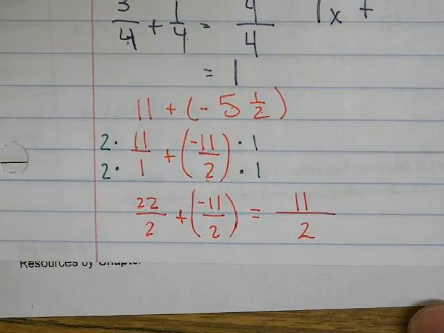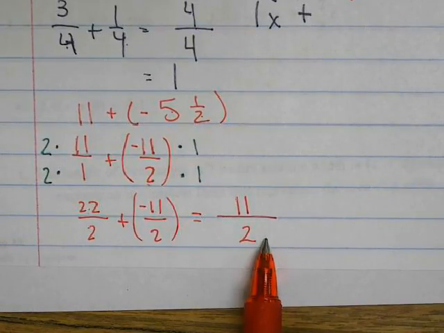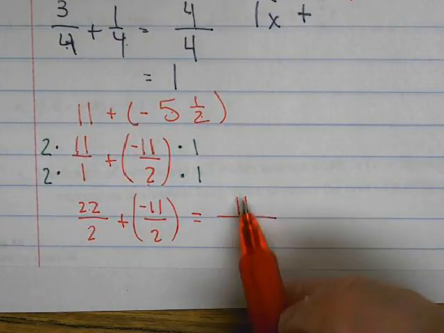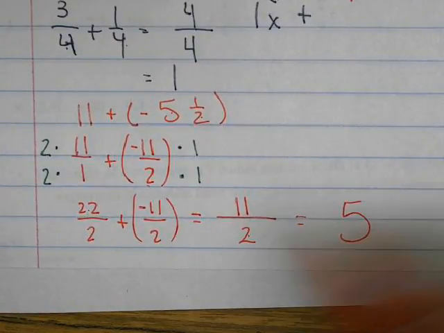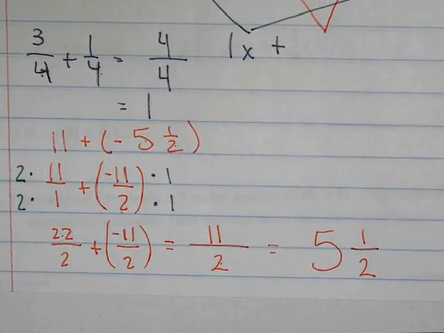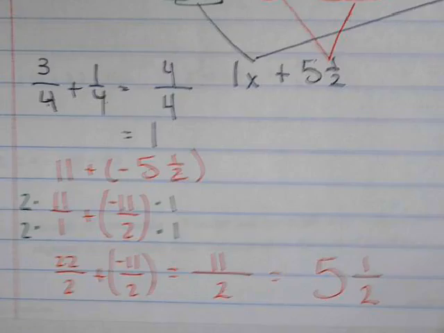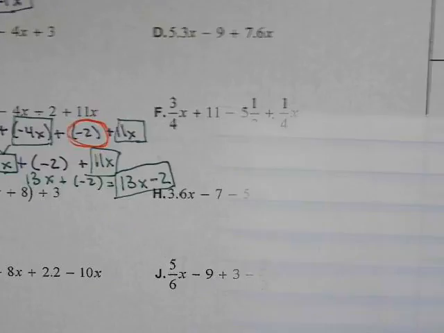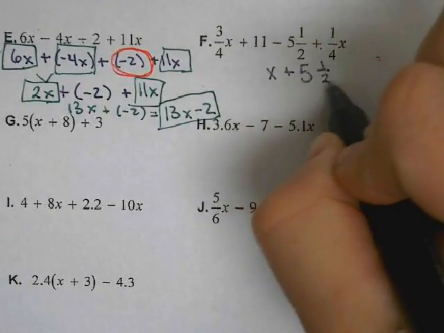Now for the sake of this assignment, we have to turn this back into a mixed number. To do that, we'll do long division. How many times does 2 go into 11? Well, 2 goes into 11 5 times. And that would be 10, so we'd have a remainder of 1, and we keep the denominator. Okay, so then we can write our 5 and 1/2. And we have 1x, or x, plus 5 and 1/2. So we can say this is x plus 5 and 1/2.